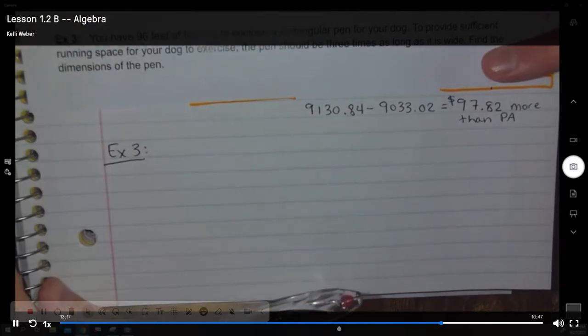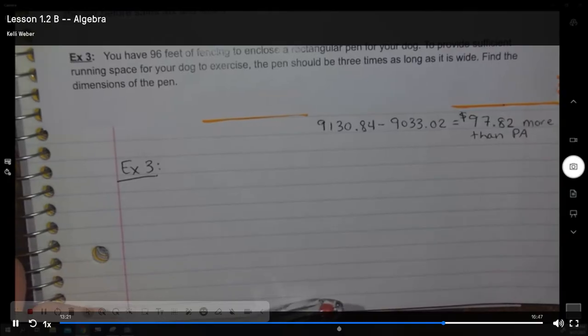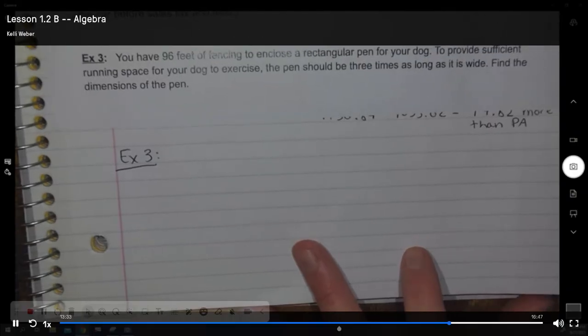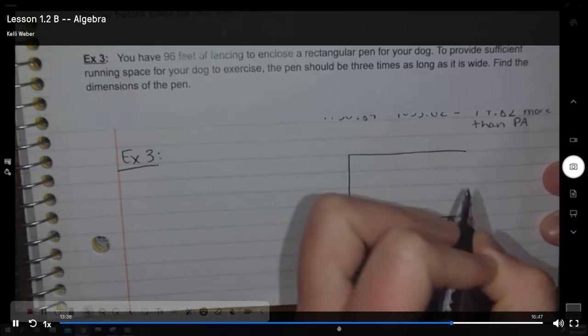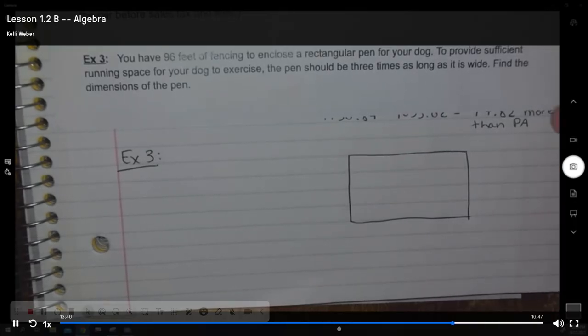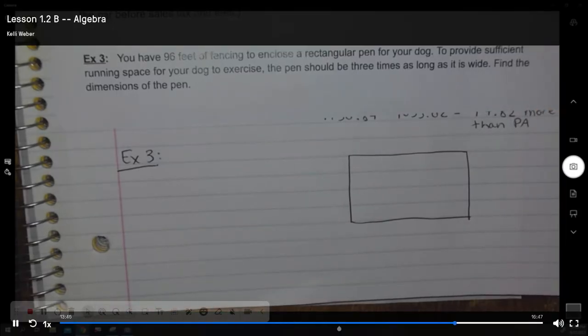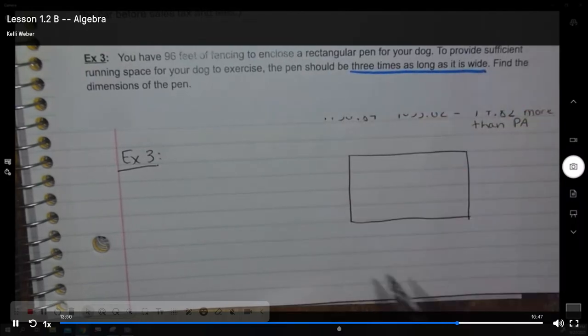Example 3 says, you have 96 feet of fencing to enclose a rectangular pen for your dog. To provide sufficient running space for your dog to exercise, the pen should be 3 times as long as it is wide. Find the dimensions of the pen. So what I would suggest for starters, draw a quick picture. So it's a rectangle. They told us that in the information. We know that we need ours to be 3 times as long as it is wide.